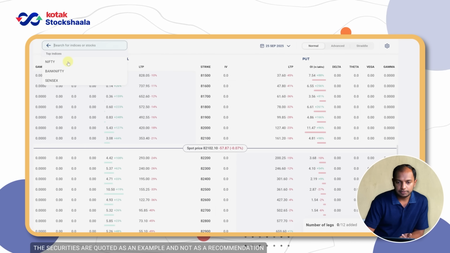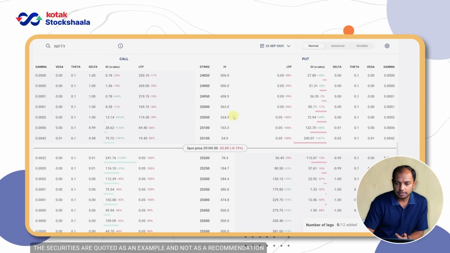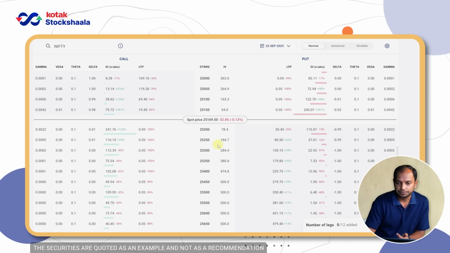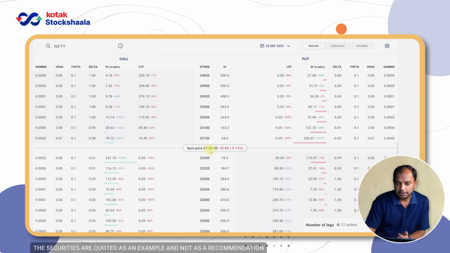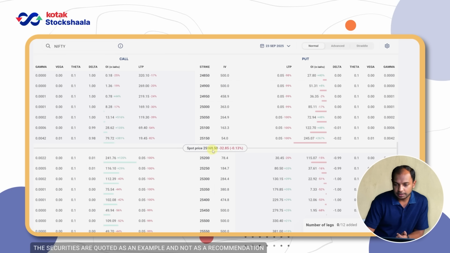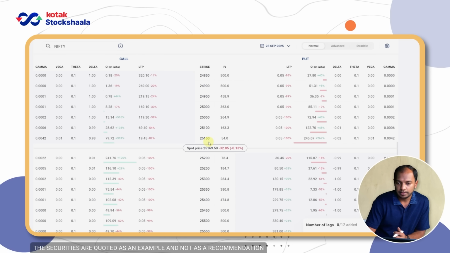It was similar in Bank Nifty, but whereas for Nifty, it is only 50 rupees. Each strike has a difference of 50 rupees. Now, spot price is 25,169, which means the nearest strike to 169 is 25,150, and that is going to be at the money for this specific underlying asset. And the IV for that is 54.